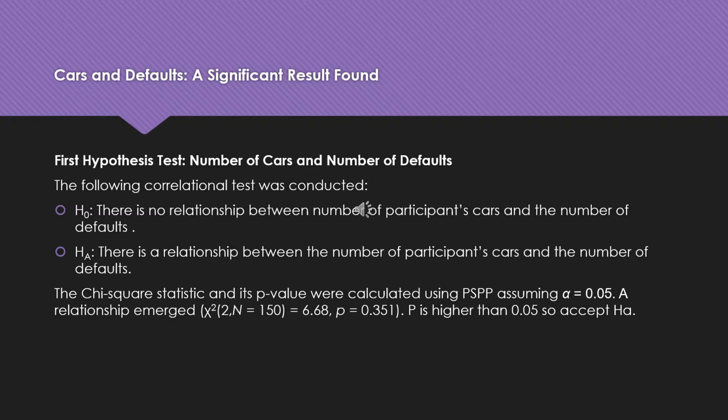A relationship emerged: chi-square with 2 degrees of freedom, sample 150, equals 6.68, p-value 0.351. P is higher than 0.05, so we accept the alternative hypothesis.